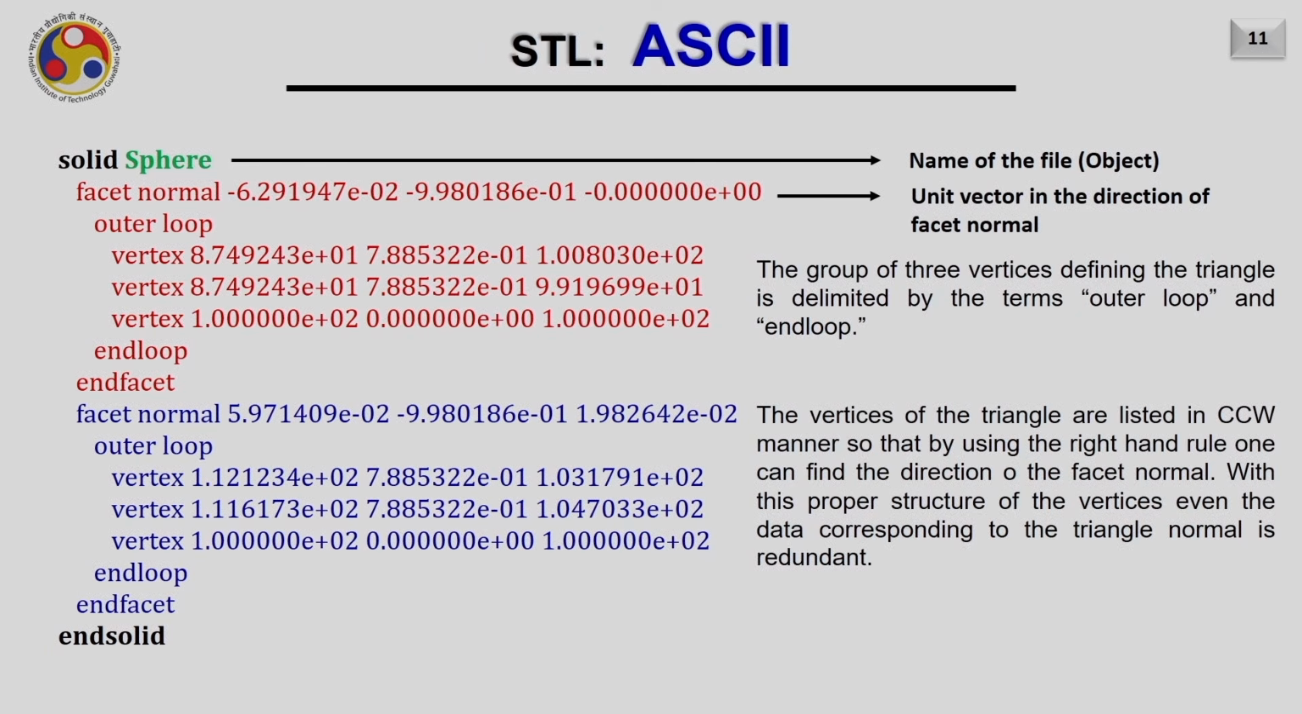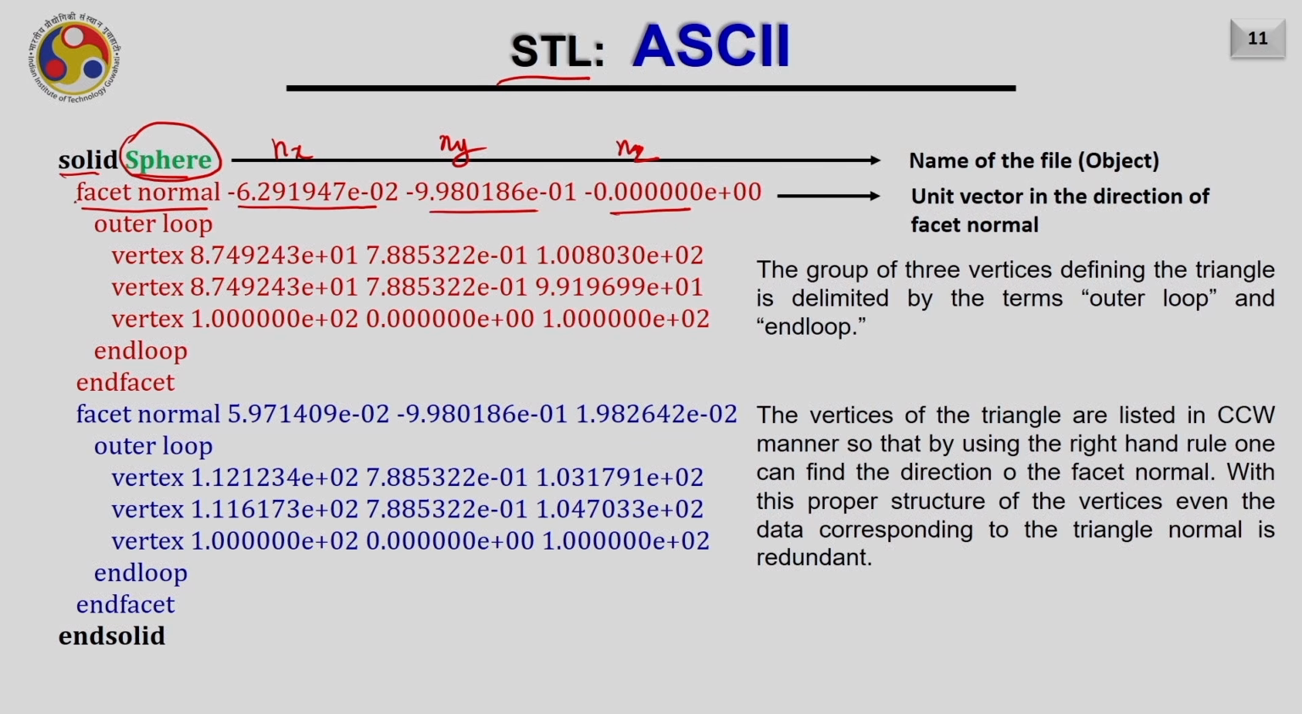How does an ASCII file look like for STL? It starts with solid and the name of the object which we are creating or the name of the file. If I am creating a sphere, I am writing here a sphere. So solid is sphere. Then a facet normal is given, and adjacent to facet normal 3 coordinates are written. These are nothing but your nx, ny and nz.